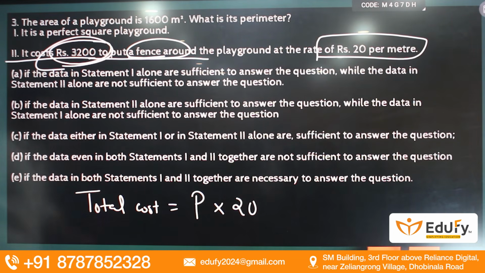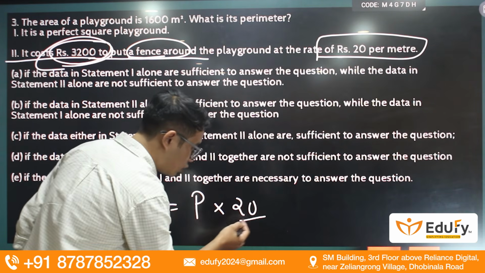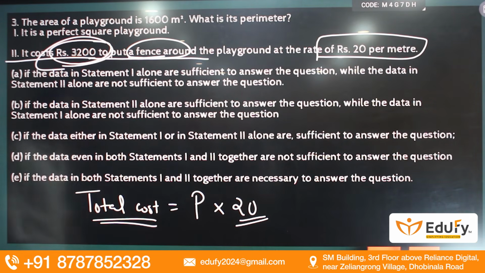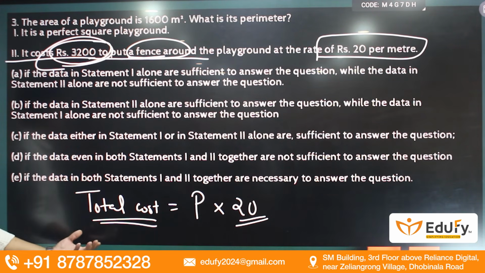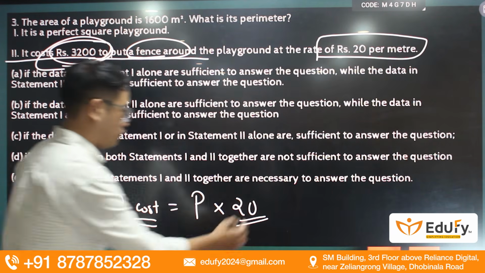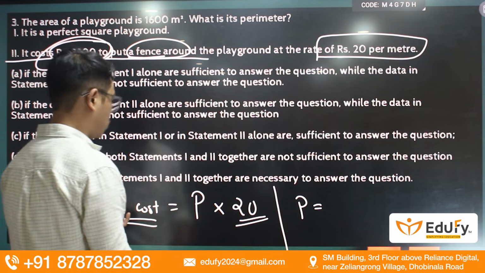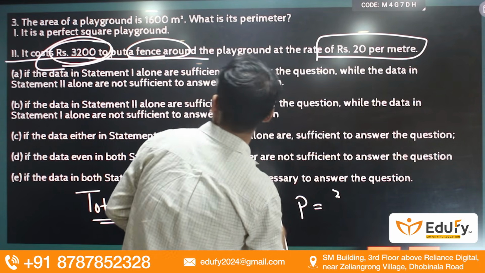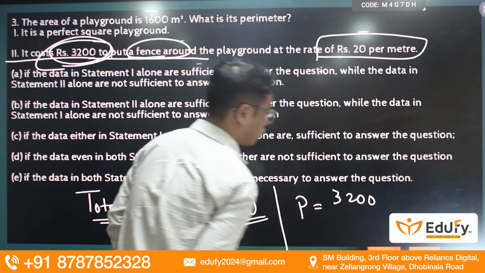Here they have given you the total cost, and they have given you the cost per meter as well. So if I shift this to this side, this will become 3200 by 20, and that way I will directly get my perimeter. So the perimeter would look like this: the total cost, which is 3200.